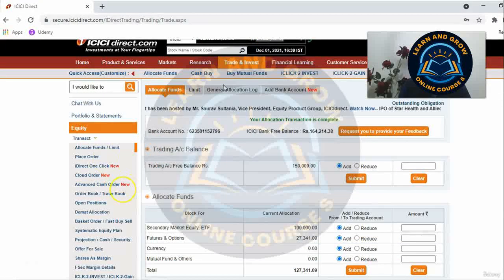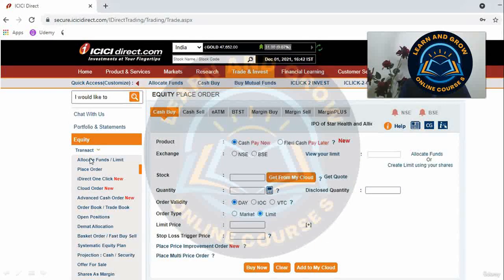The moment I do that, I come to this screen, and here I see that in my bank account I have got adequate funds. I also have adequate funds in my trading account, which I have allocated earlier. And then out of this, I have allotted some amount, almost 1 million, for the secondary market purchasing or selling. Alright. So now since I have got adequate funds, what I will do is I will click on this place order. The moment I click on place order, this screen opens up in front of me.